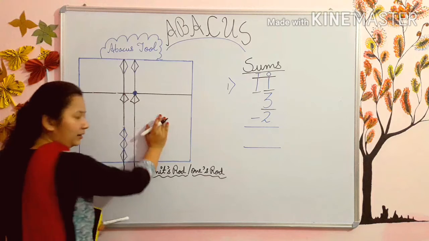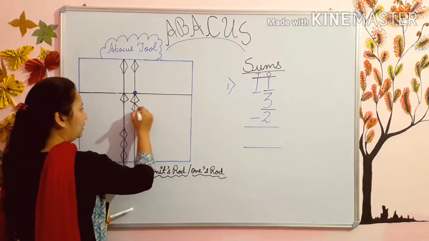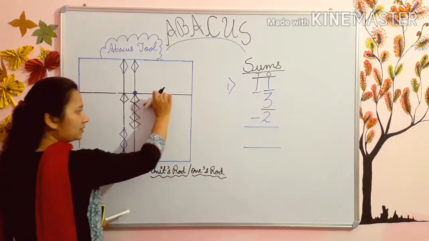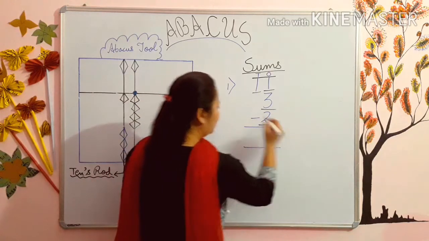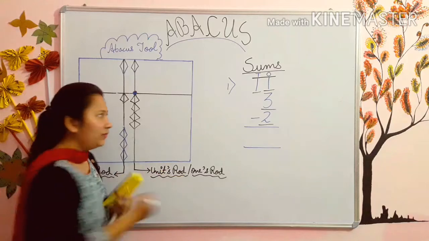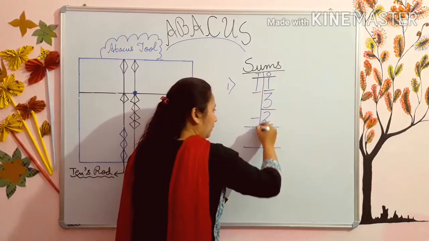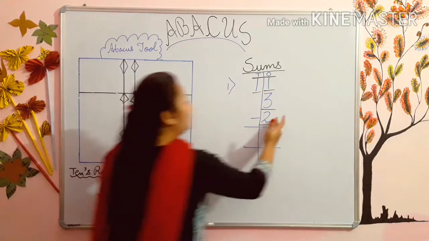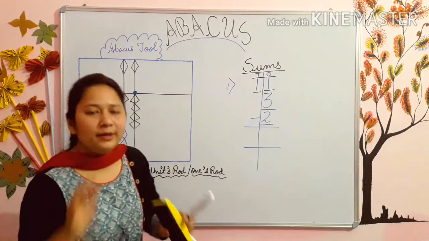Kids, I am doing here. You have to do in your abacus tool. See, 1, 2, 3. I have put the 3 beads up. Now what you have to do? See, minus 2. And kids, you can see I am drawing one line. These all are in ones rod. There is no number for tens rod.